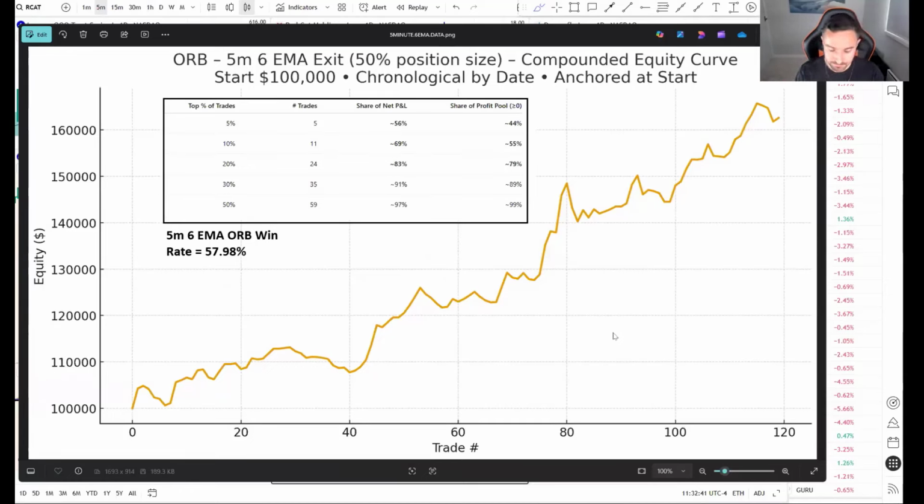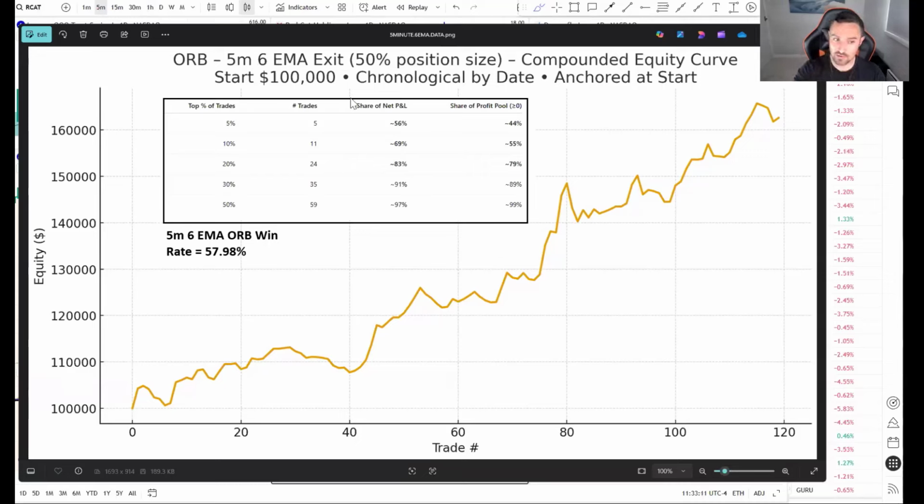Okay, so this is the last 119 ORBs that I've taken. I put this into ChatGPT and said, do it with 5-minute ORBs, just using the 5-minute 6 EMA as a trailing stop loss, assume a 50% position size, and compound the equity curve. So obviously as the account grows, the position size gets bigger or smaller relative to the account going up or down, starting with a capital of 100 grand, chronological by date.